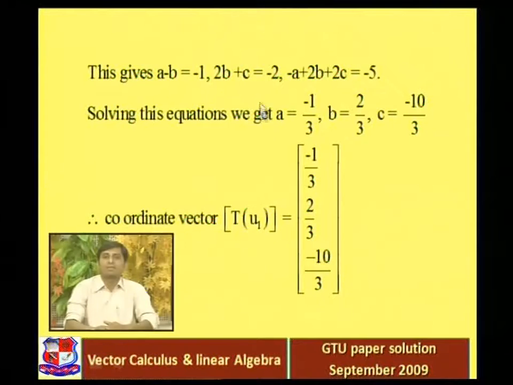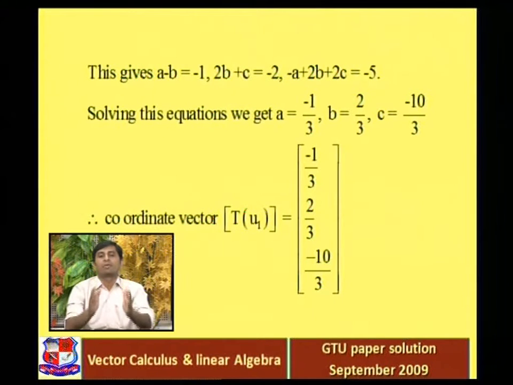Solving these equations, we get a equal to minus 1 by 3, b equal to 2 by 3 and c equal to minus 10 by 3. So the coordinate vector of T of u1 is minus 1 by 3, 2 by 3, minus 10 by 3. Again, to solve these three equations you have to use an augmented matrix, convert it into row echelon form, and using that you can find a, b, c. We have solved this type of example many times, and I have already explained the meaning of row echelon form.